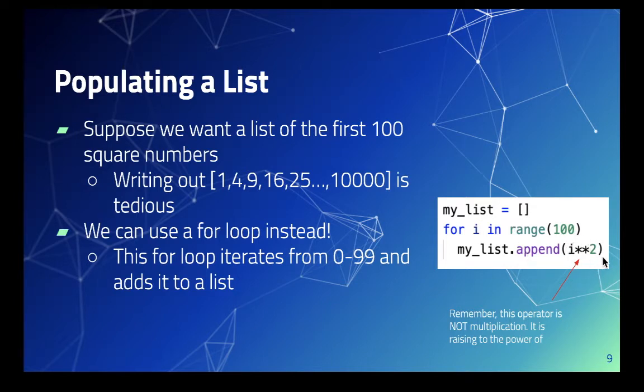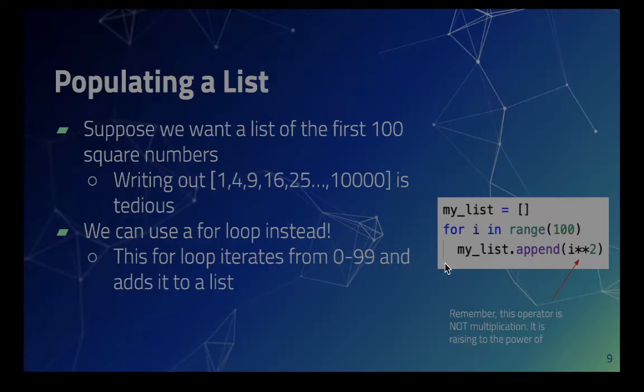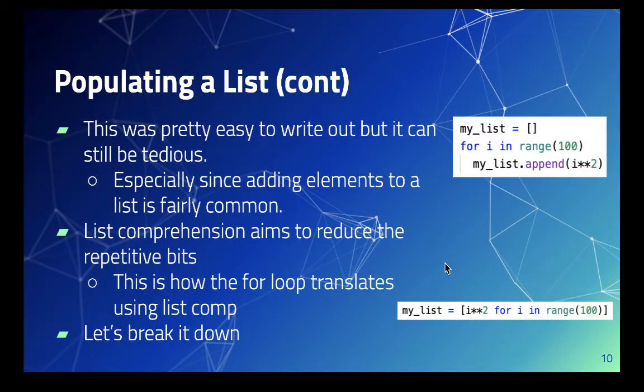We could do it for just i. We could do it for something like the cube of i, a more complex function for i. And that can be a bit complicated. Or not complicated, but more tedious to type out every single time. So how can we do this using list comprehension? The focus of list comprehension is to reduce the repetitive bits.